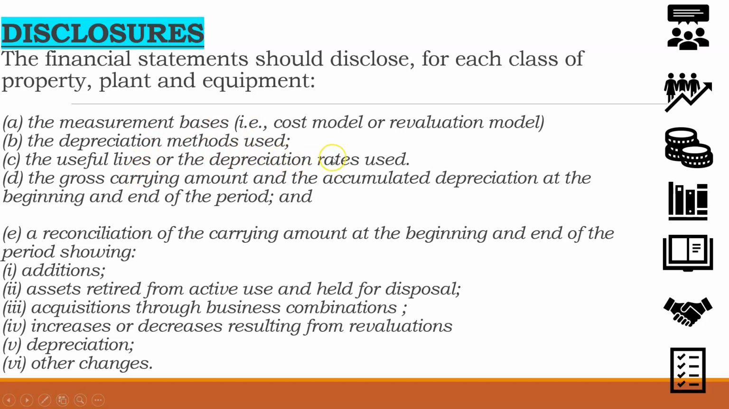For the written down value method, there is a predetermined rate. Say in the example, we saw it as 10%. So if you are applying that method, then you need to mention that. The gross carrying amount and the accumulated depreciation at the beginning and the end of the period, because there is always a different carrying amount for every year or every period because of depreciation. So you have to mention that in your financial statements, disclose that.